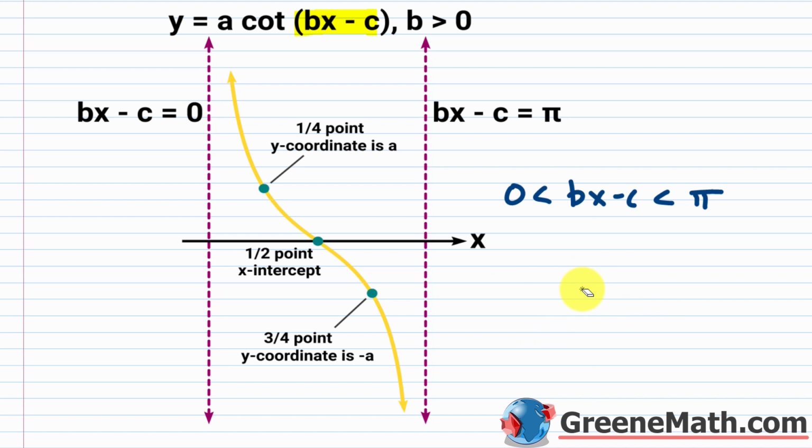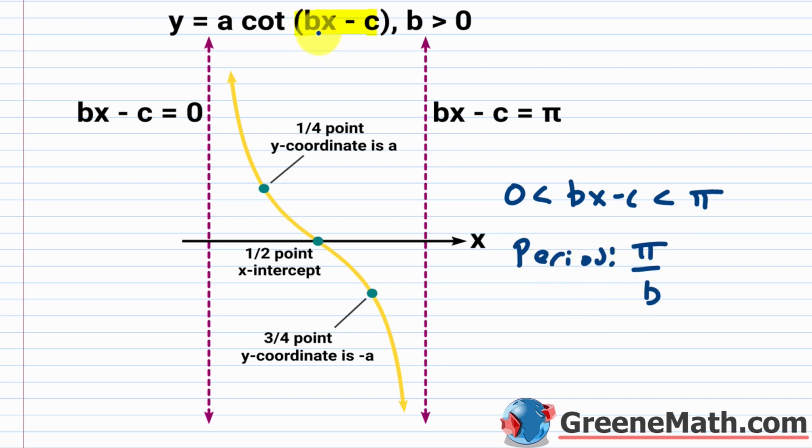Basically, once you've done that, you're going to find these two vertical asymptotes. So you could do it as an equation. bx minus c is equal to 0 for this one, and then bx minus c is equal to pi for this one. Once you have that, just like with the tangent function, you can figure out what the period is. Let me write that out. The period is just pi over b.